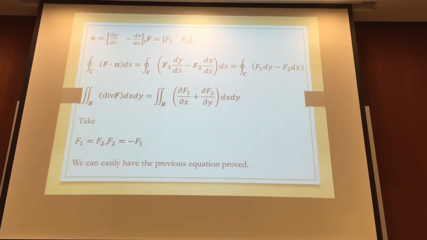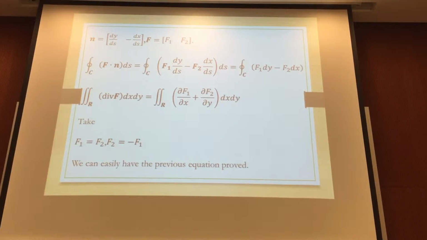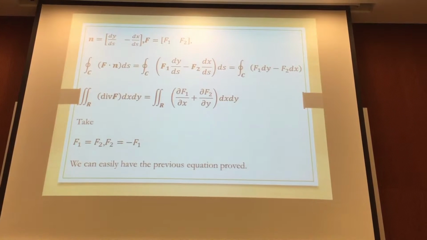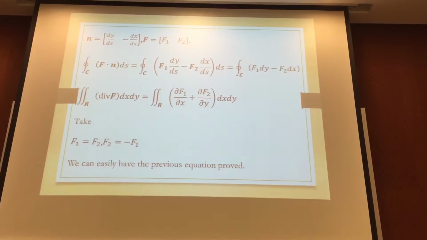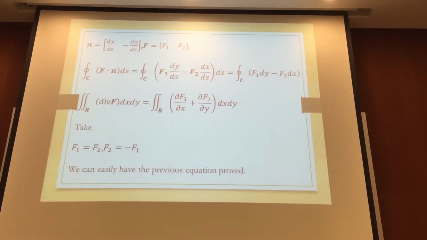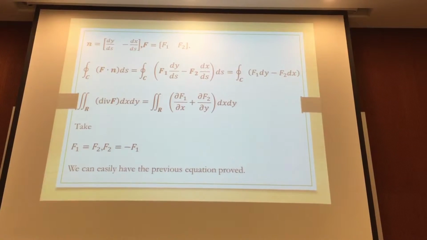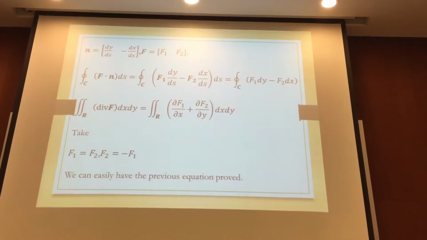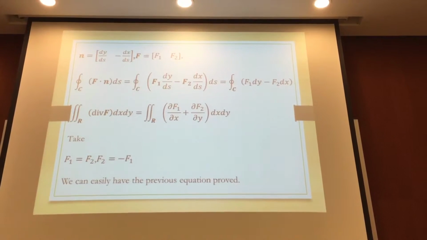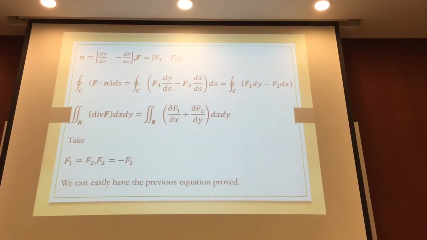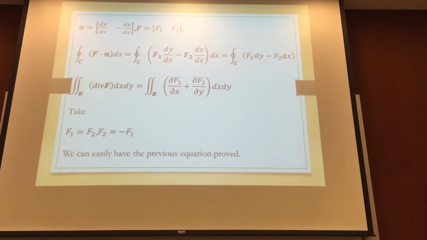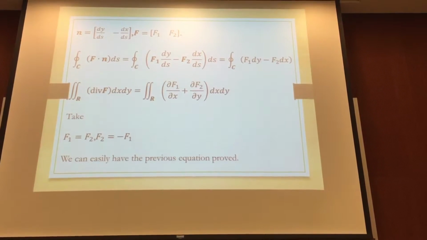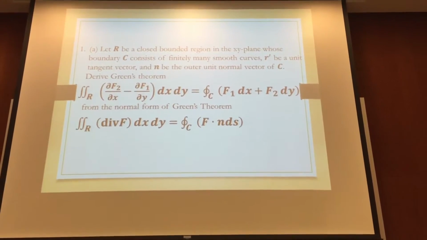And we can look at the second equation. We can calculate the line integral. Then we can take F1 and minus F1 is equal to F2, and we can get the form shown.